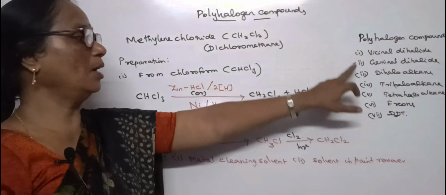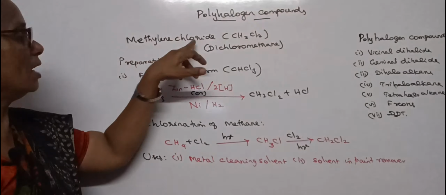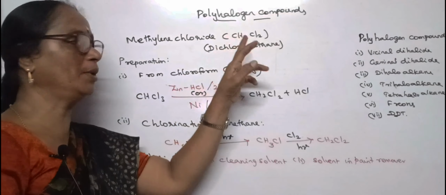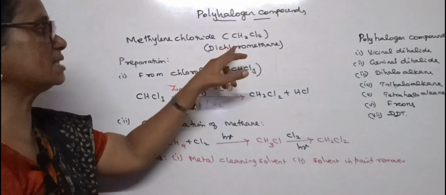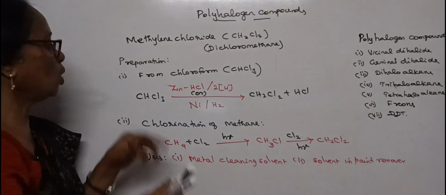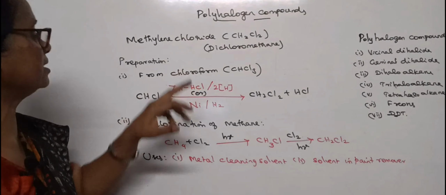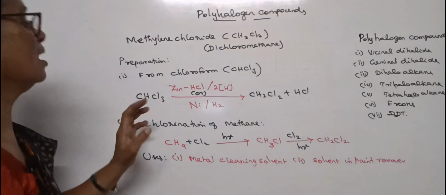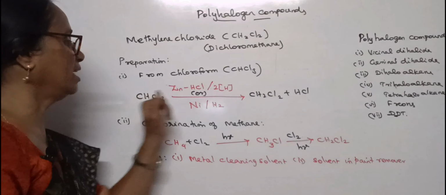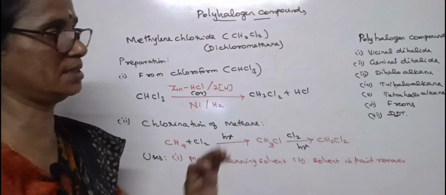The next polyhalogen compound is dihaloalkane. The member of dihaloalkane is methylene chloride, whose formula is CH2Cl2, or dichloromethane is its IUPAC name. How is it prepared? It is prepared from chloroform. Chloroform can be reduced to dichloromethane by either zinc and HCl or nickel with hydrogen. In this case, hydrogen is added, CH to CH2, and one of the halogens is removed as HCl.